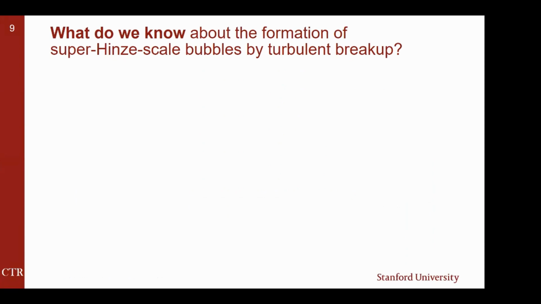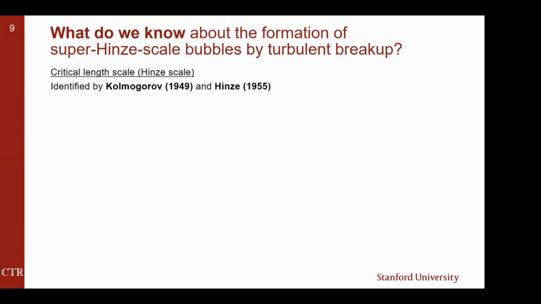Right now, we'll focus on the super Kinsey scale bubbles. So what do we know about their formation? I kind of went through this briefly in a graphical manner, but let's be a bit more systematic now. So first, the critical length scale, where turbulent breakup terminates, was identified by Kolmogorov in 1949 and Kinsey in 1955, and is now known as the Kinsey scale.